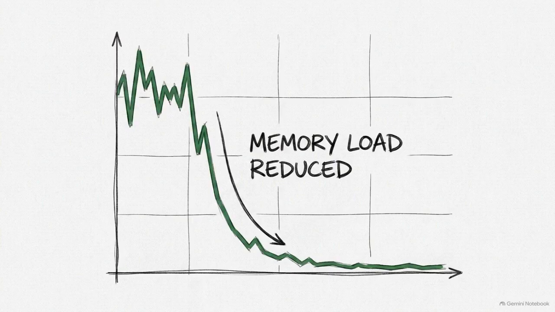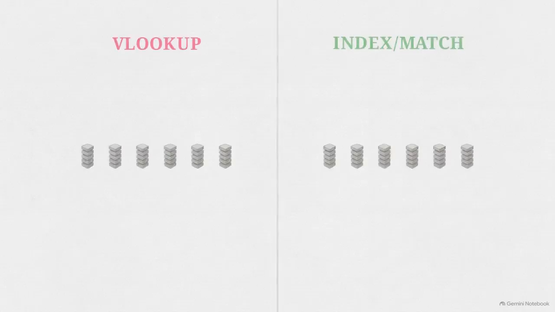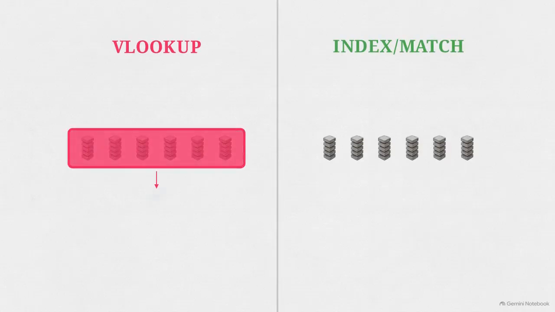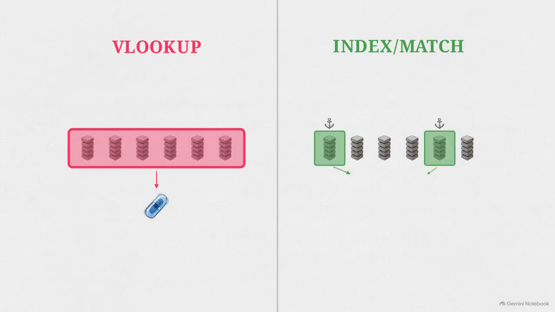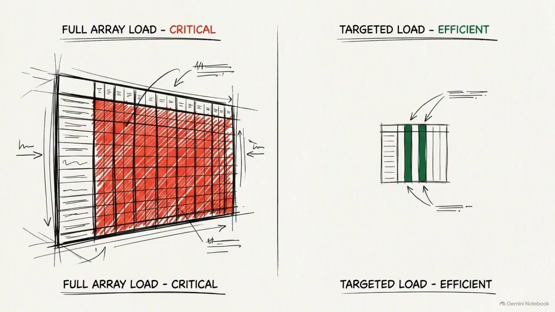Coordinate retrieval also delivers a massive advantage in computational performance. VLOOKUP forces the engine to load the entire table array into memory. INDEX and MATCH interact strictly with the two specific columns referenced. Decoupled coordinate retrieval immunizes the model against structural dataset alterations and drastically reduces the memory footprint required for enterprise-scale processing.